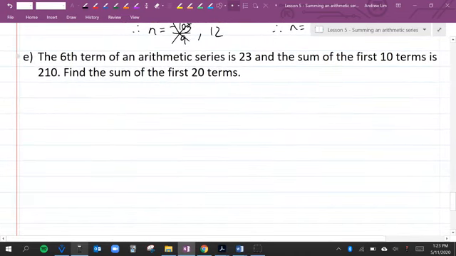The sixth term of an AP is 23, and the sum of the first 10 terms is 210. Find the sum of the first 20 terms. So you need to be careful with this. Be careful with the wording. This says the sixth term of an AP is 23. So we need to be thinking about our sixth term. I need to be thinking nth term, which is a plus n minus 1 d.